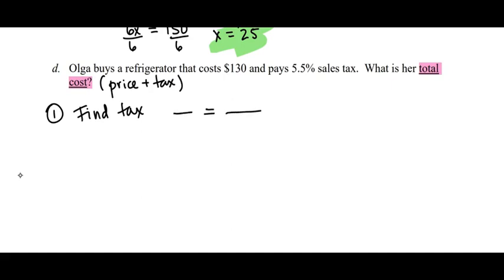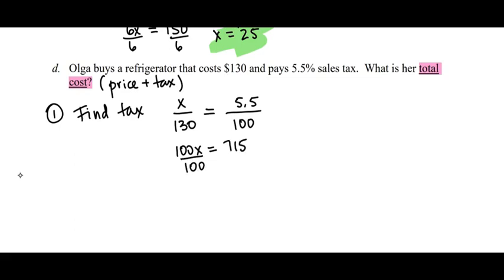So here we are, over 100. We have 5.5% tax rate, and the price was 130, and then we do not know the amount of tax, like what the dollar amount of tax was, which is 5.5%. All right, so we have 100x equals 130 times 5.5. That gives us 715.